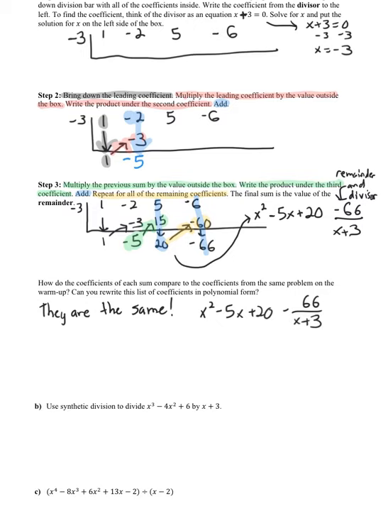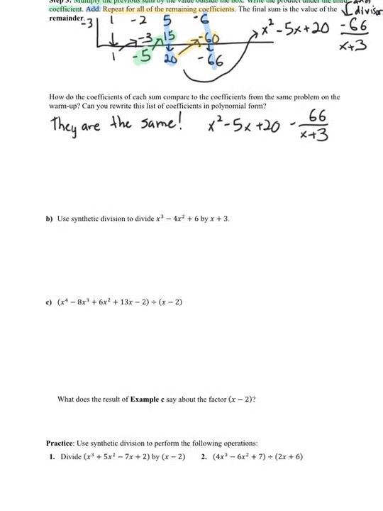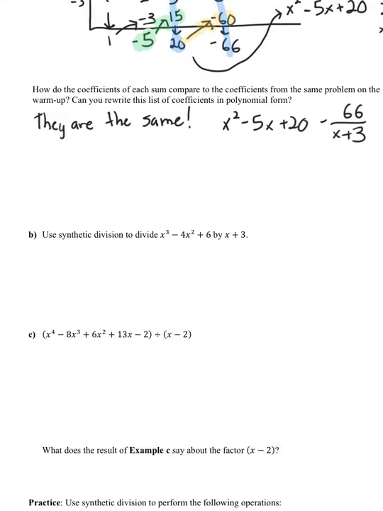Let's look at one more example together. Use synthetic division to divide x cubed minus 4x squared plus 6. Just like we did with polynomial long division, I see it's an x cubed term, so it should have 4 terms. This one only has 3 terms, so I'm going to need to put a 0x in there.